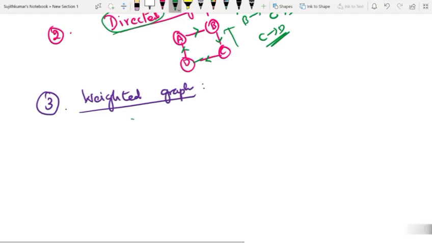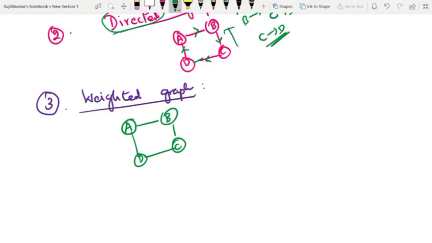Let me explain weighted graph. Let me have this graph, A B C D. If you don't mention any number in between the edges, in between the nodes, it is assumed that the weight of each edge is 1. That becomes an unweighted graph, because the weight is by default 1.